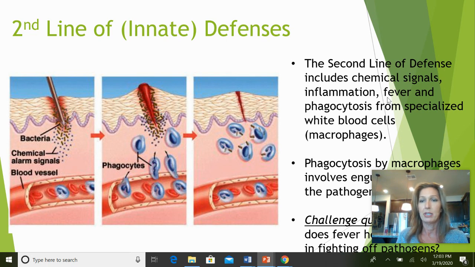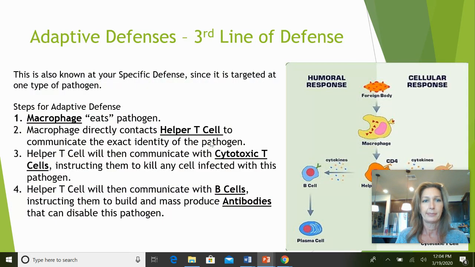Now, I do have a challenge question down here, because one of the other things that happens in the second line of defense is fever. Fever is not actually caused by the pathogen. Fever is actually caused by your body's response. And a fever actually does help in fighting pathogens. But my question for you is how? Google it, find out, and then it might be a discussion question that gets posted for you on Schoology in order to be able to answer it. To give you a hint, it's very analogous to why we refrigerate our foods. So that's something for you guys to think about.